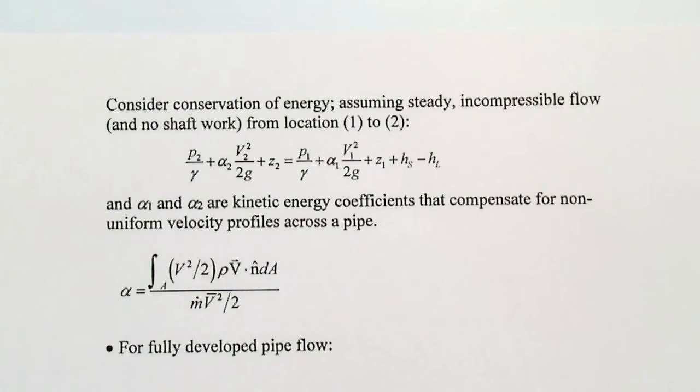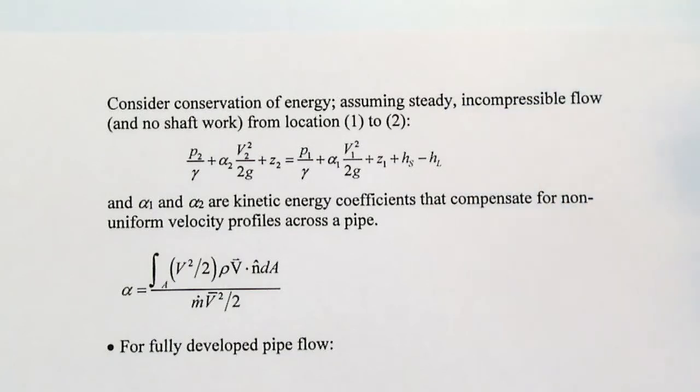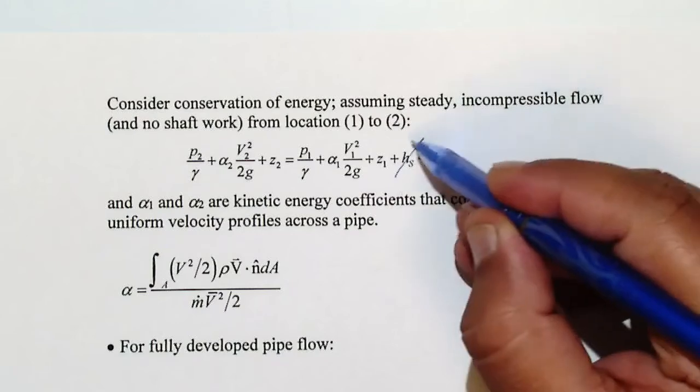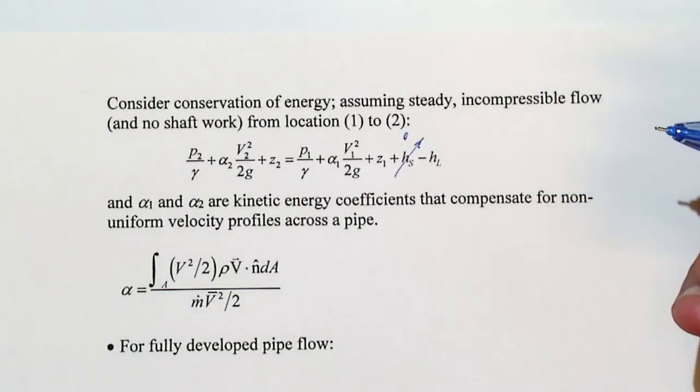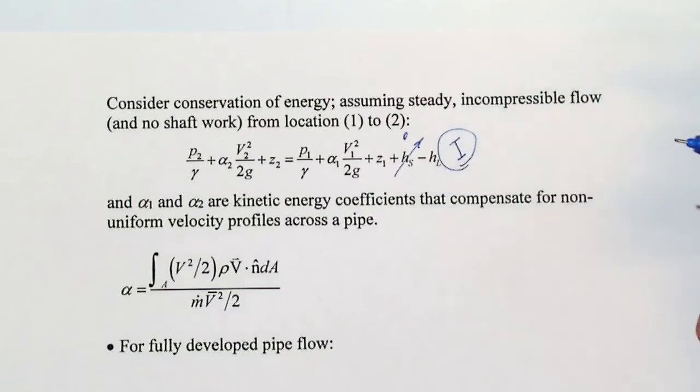Conservation of energy. We assume that the flow is steady and incompressible, so rho is going to be equal everywhere, and we don't have any shaft work. If we don't have any shaft work, then Hs is going to be 0. Okay, perfect. So keep that for now as equation 1.